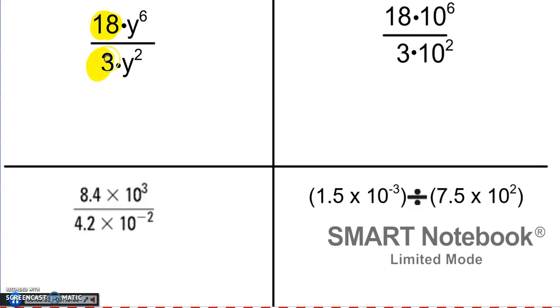We have integers, or just our traditional numbers. We have 18 over 3. We're going to divide 18 by 3. Our answer is going to go there. And then we're going to have the same base of y.